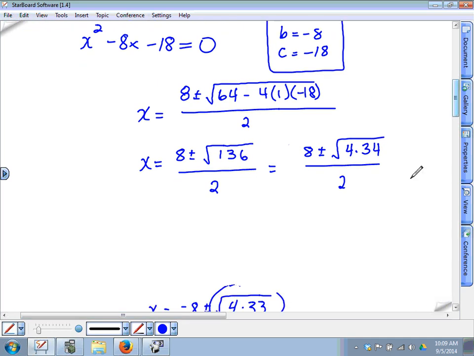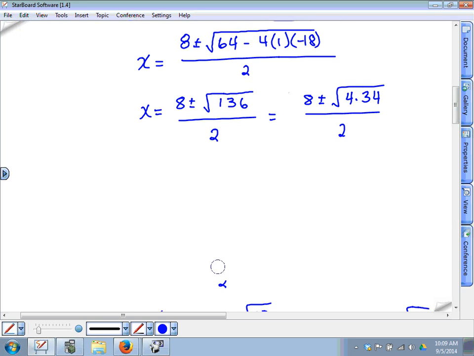Now what? Really, you guys, this is stuff from last year. The quadratic formula was a huge part of secondary 2. Where do we go from here? Why would we have switched 136 to 4 times 34? Is that just pointless?